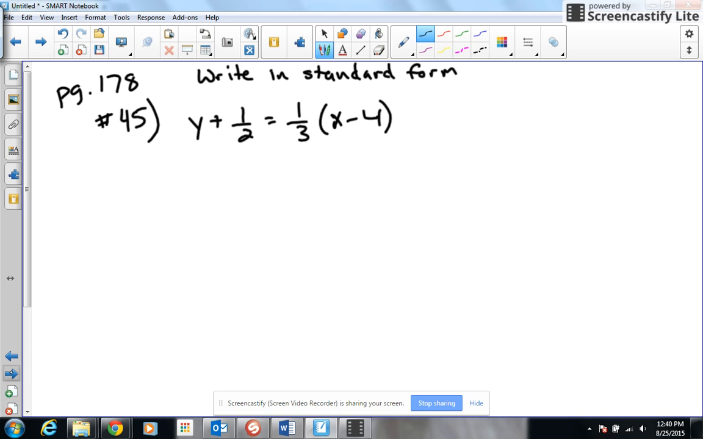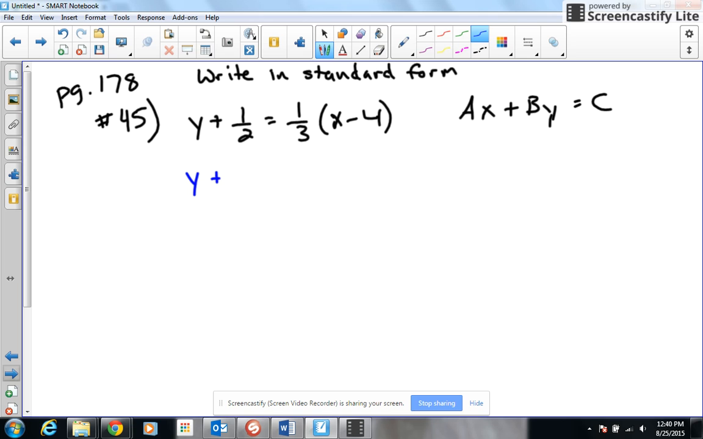Okay, let's jump over to the next page. And on number 45, we want to write this in standard form. So to do so, we're looking to get in this form. And the directions also say, which is often the case with standard form, we want to use only integers and a positive coefficient for x. So we want to clear out these fractions. You can do this kind of in a couple different steps.